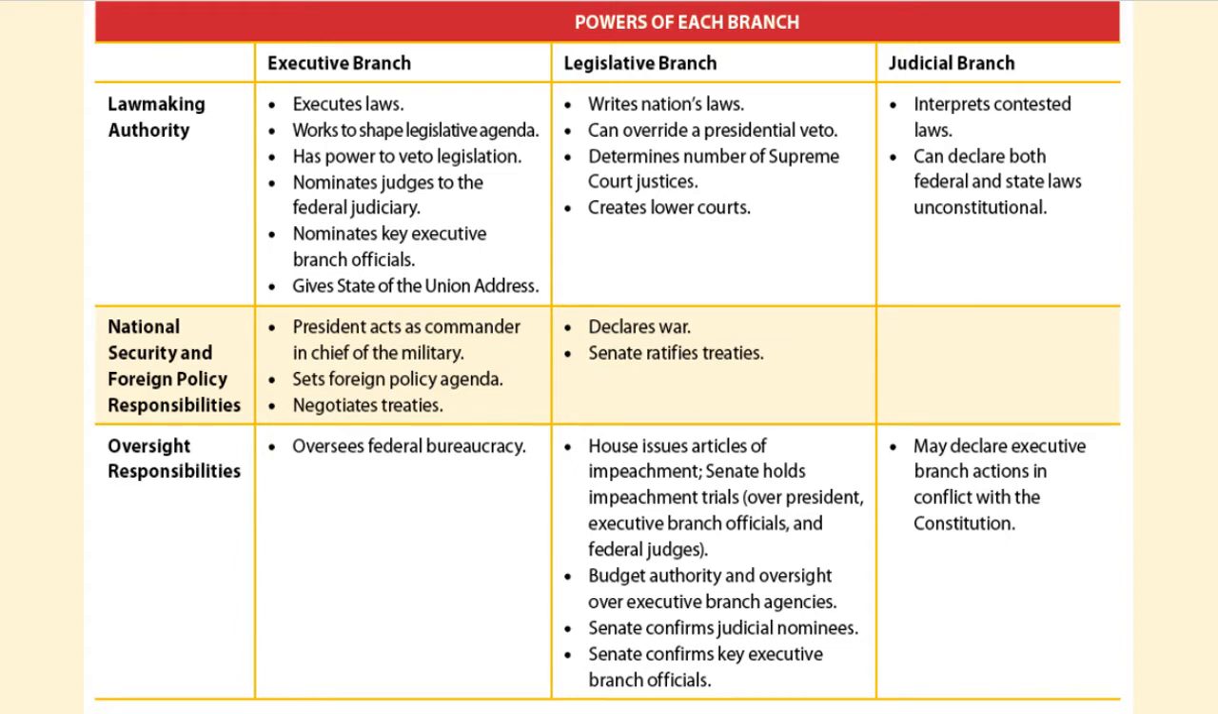Then the judicial branch can declare executive branch actions in conflict with the Constitution unconstitutional. So any executive orders the president might issue can be struck down by the judicial branch.